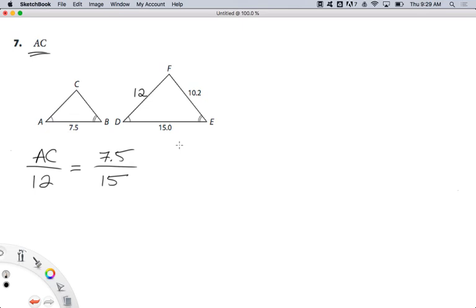Okay. Any questions on that? Okay. So, once I've set up the ratios, all I have to do is do the algebra to solve. I multiply both sides by 12, and I get AC equals, if I multiply it all out, I get 6.